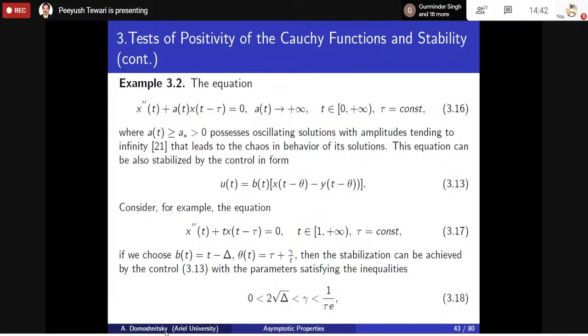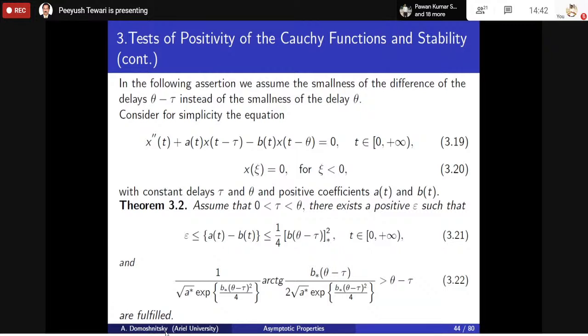Even the case when a(t) tends to infinity can be stabilized by our control of the form three setting. Okay, next, please.